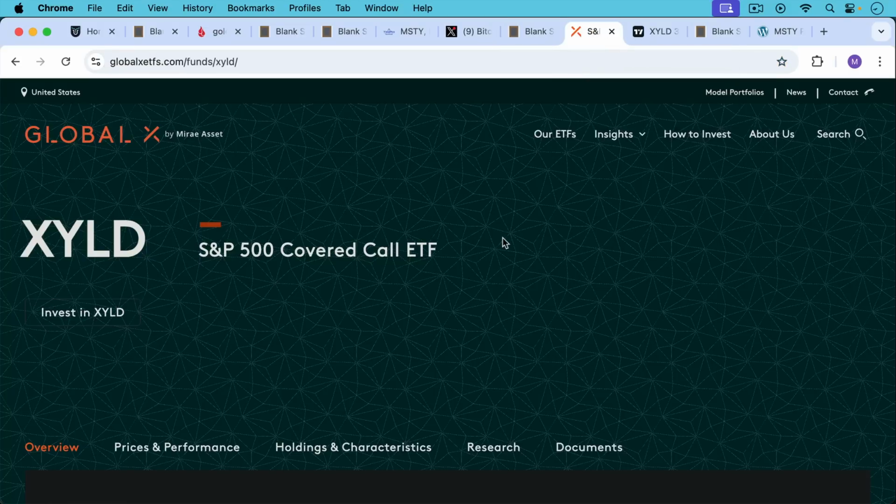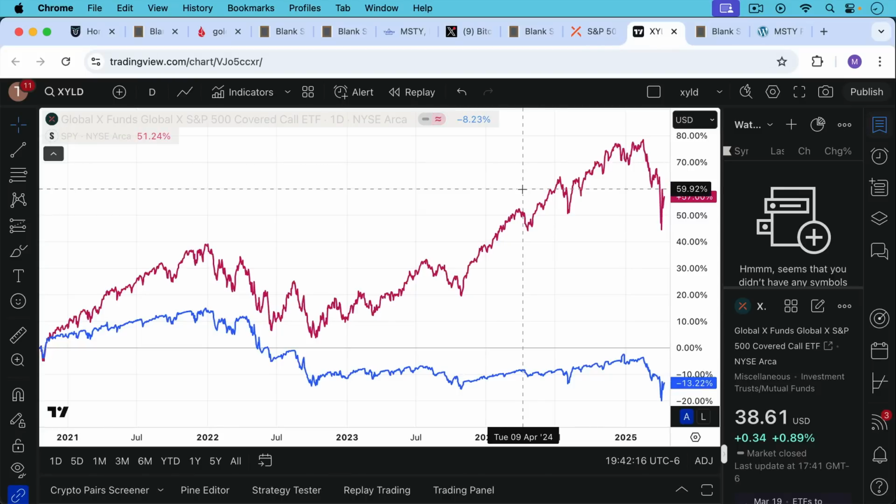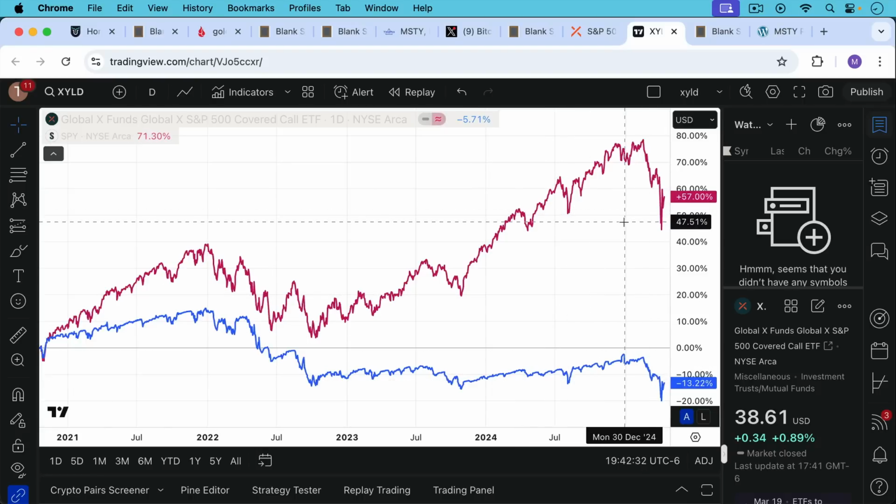Here's the S&P 500 covered call ETF, which is basically covered calls on SPX or SPY. And if we take a look at its multi-year performance, the dark red line here is SPY, just the S&P 500, plain vanilla ETF. And then the blue line here is the covered call version of that. The red one, SPY, is up 57% over this period since 2021, while the covered calls are actually down 13.22%. And the fact that MSTR is much more volatile than the S&P 500, this is irrelevant to the analysis.